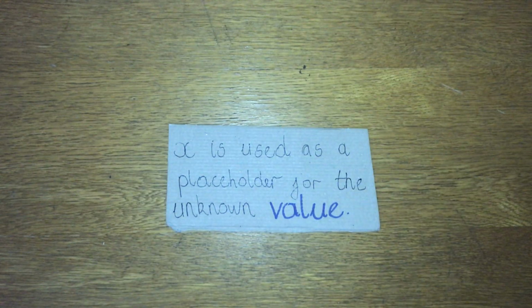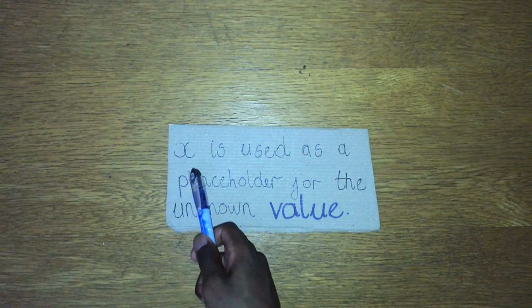X is used as a placeholder for the unknown value. Bear in mind, any letter in the alphabet can be used, but the most common ones that are used are the letters X and Y.